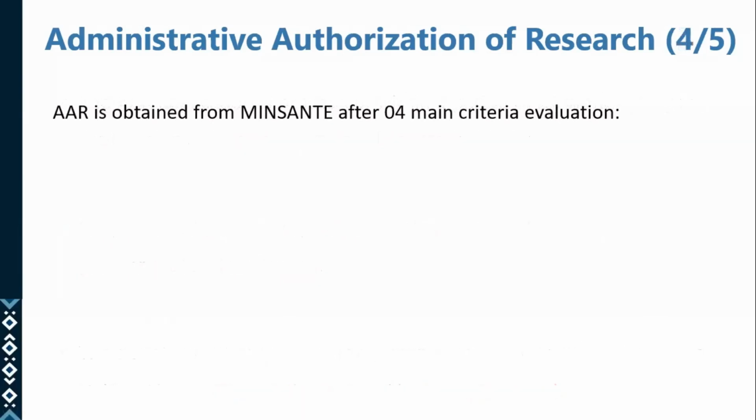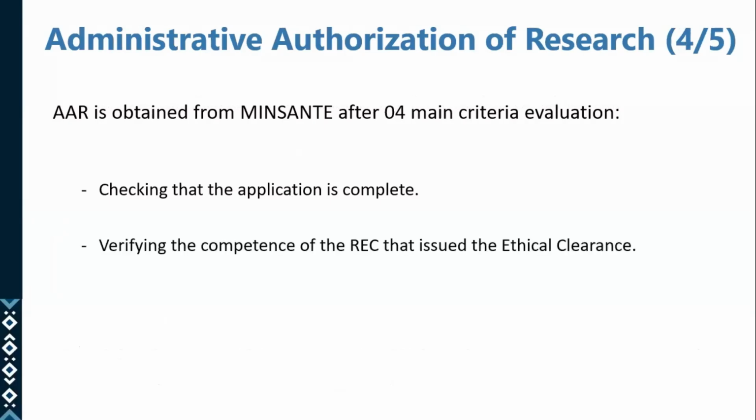After that, to obtain your administrative authorization of research from the Ministry of Public Health, you should note that four main criteria are evaluated. First of all, they check if the application is complete. They ask for A, B, C, D, and have you submitted everything? Okay, you have passed the first mark. The second one is to verify the competence of the Research Ethics Committee that issued the ethical clearance. Is it recognized by the Ministry of Public Health? Is it an institution that has been newly created and the institutional review board is not yet accredited or accepted? So they see if your ethical clearance is really valid.